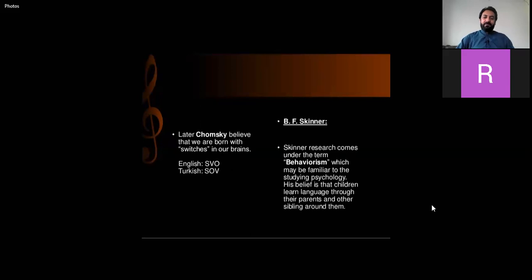Chomsky also believes that we are born with switches in our brains. It means we can switch from one language to another. In an English structure, you can see there is a structure of subject, verb, object. But in Turkish or other languages, the structure is subject, object, verb, as is the case with Urdu. So according to Chomsky, there are switches in our brain and we can easily switch from one language to another.